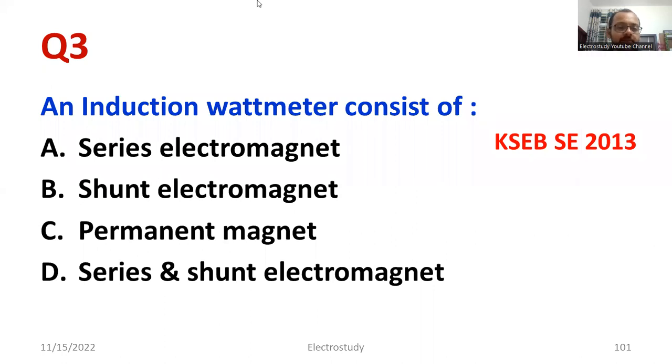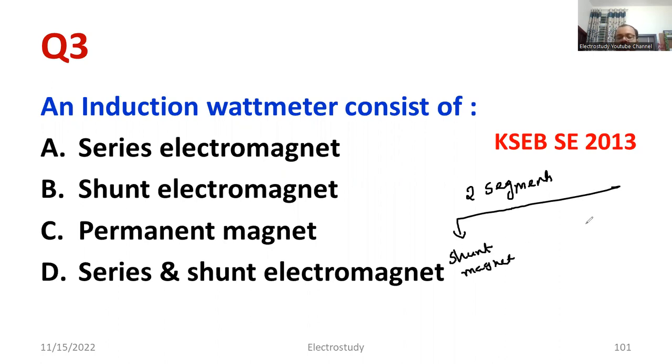Please read question number 3. An induction wattmeter comprises of, which is the right answer. So the induction wattmeter is mainly used for AC measurement. All right. Also, the induction wattmeter comprises of two major components, two segments. What are the major segments? The first segment is number 1, shunt magnet. Second one is called series magnet.